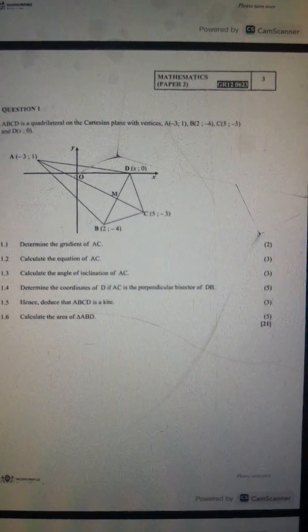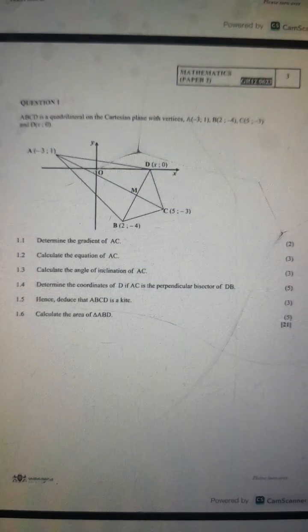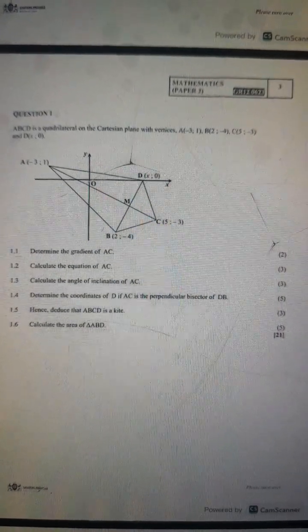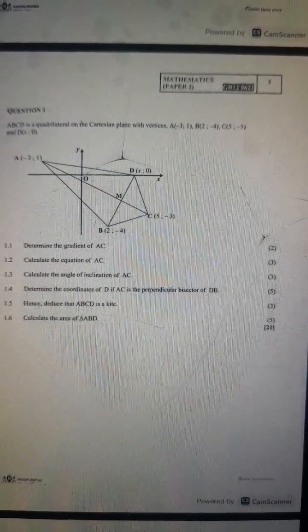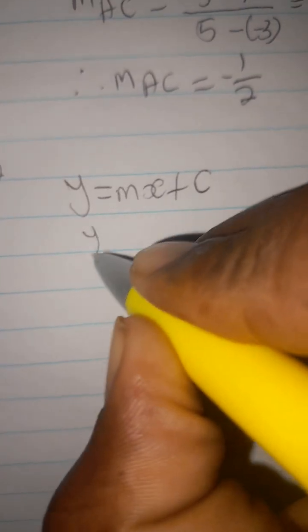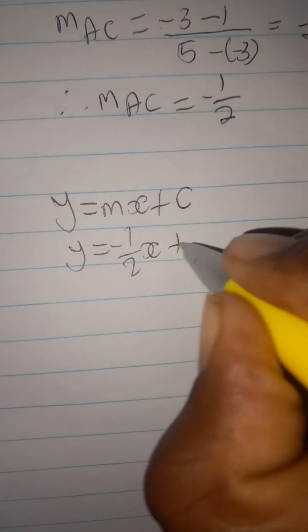At 1.2, guys, we are required to calculate the equation of AC. So we need to find the equation of AC, right? Because we have a gradient, let's take one of the coordinates. Either we take A or we take C, but let's take one so that we are able to find the equation of a straight line. Remember that your equation of a straight line is y equals mx plus c. You already have the gradient of AC, which will be y = -half x plus c.